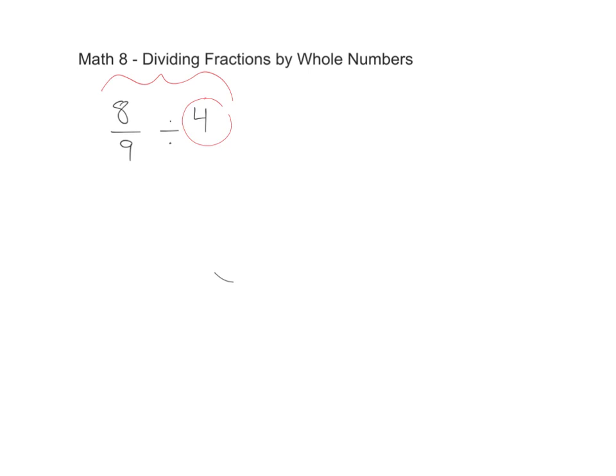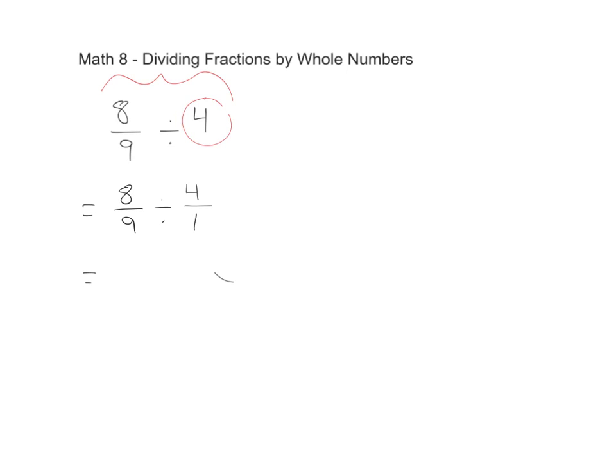The first thing I would always do, if I'm dividing by a whole number, is change my whole number into a fraction. So in this case, the 4, I can write as a fraction as 4 over 1. If you ever have a whole number like 7, you can write it as a fraction as 7 over 1. So if you've got a whole number and you're turning it into a fraction, write it as something over 1.